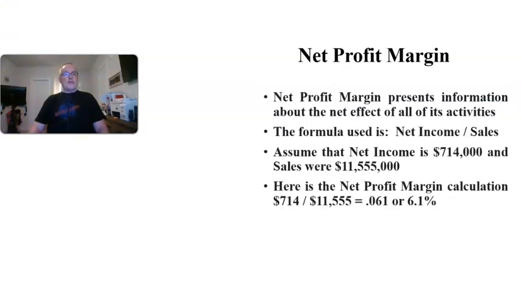A third type of financial ratio is a profitability ratio. The net profit margin is an example of a profitability ratio. The net profit margin presents information about the net effect of all the company's activities on its ability to generate a net profit. The formula used is net income divided by sales. So this is on the income statement. You will find net income is the bottom line, and sales refers to net sales as the top line. So what you're doing is you're taking the bottom line number, dividing it by the top line number, turning that into a percent, and that is your net profit margin.